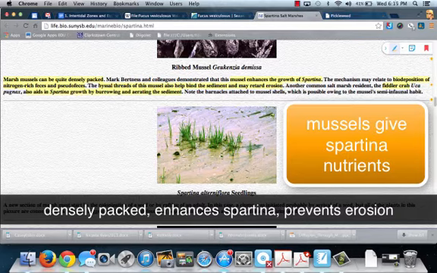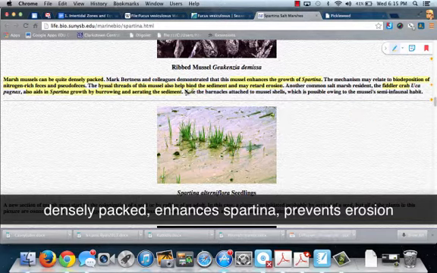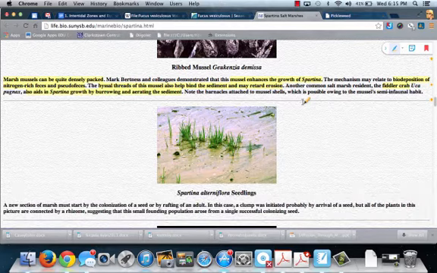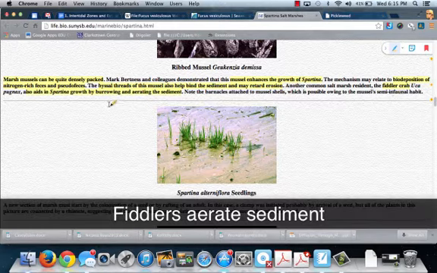Besides just providing them with actual nutrients from their fecal material, they provide them with that foundation we talked about and could stop or prevent erosion from occurring. And that's why salt marshes are so strong and able to absorb the wrath of storms and hurricanes. The fiddler crab also is important for the stability of the salt marsh because they aerate the soil. They aerate the sediment that the Spartina is growing in.